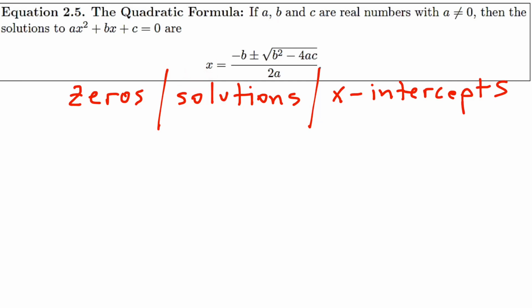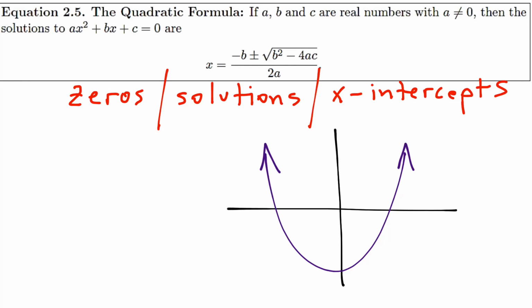So if I look at a sketch of a quadratic function, your x-intercepts are these places right here where your graph crosses the x-axis. Those are called your zeros, your solutions, or your x-intercepts. You can calculate those solutions for any quadratic equation by using the quadratic formula.